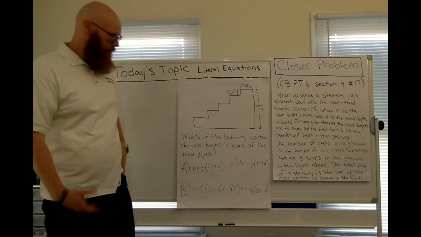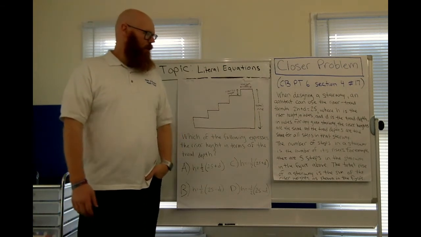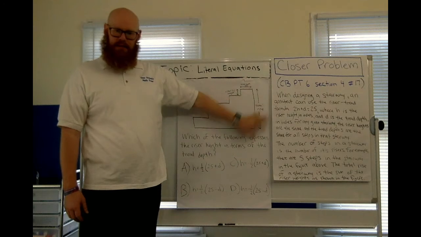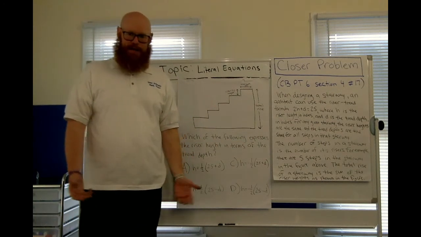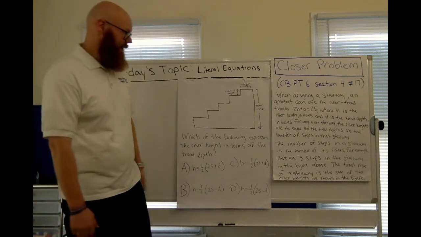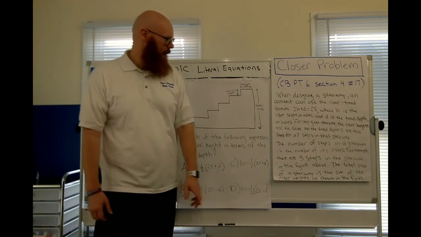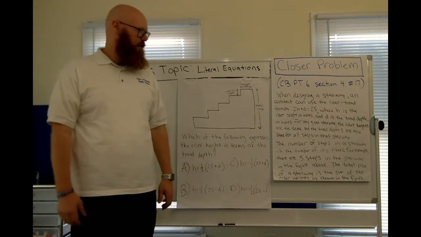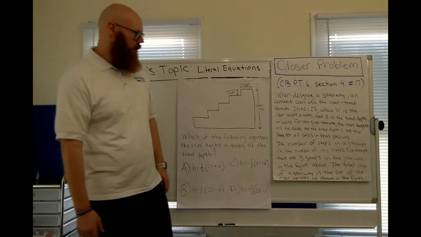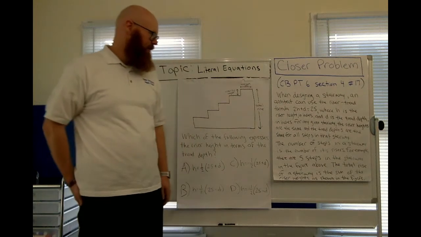And my hope is that we don't need to read this whole problem, but I will just for now, just to give you an idea of how long it actually does take to read these things, all right? So when designing a stairway, an architect can use the riser tread formula, 2h plus d equals 25, where h is the riser height in inches and d is the tread depth in inches.